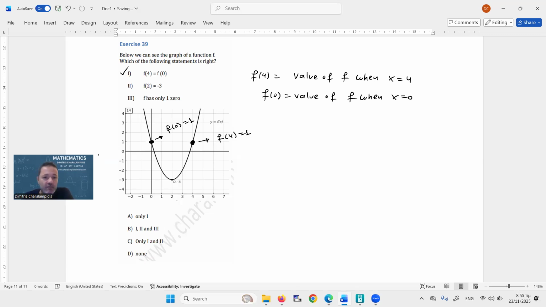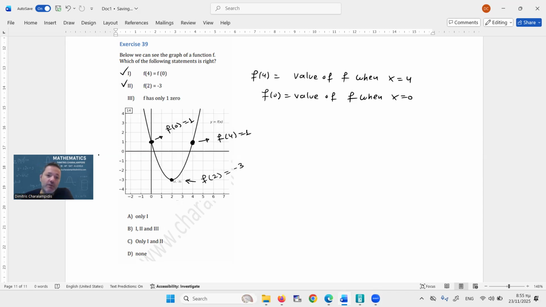f of 2 is negative 3. Yes, because we can see it here, that the graph passes through the point (2, -3), which means that when x is 2, the y is negative 3. So this is also right.